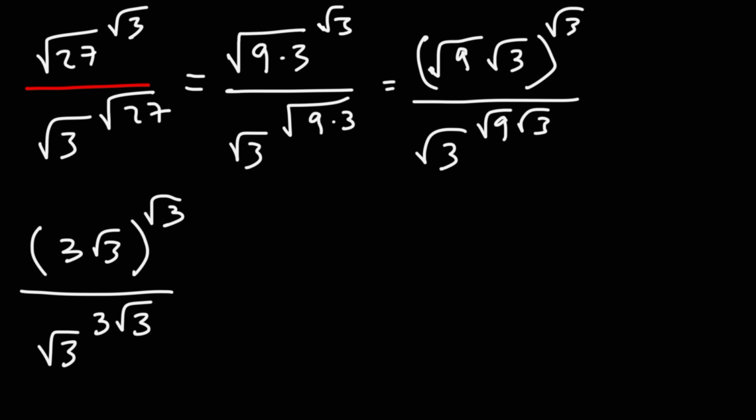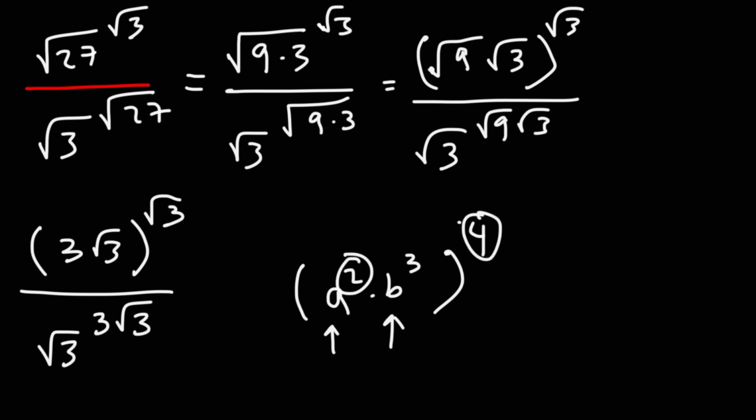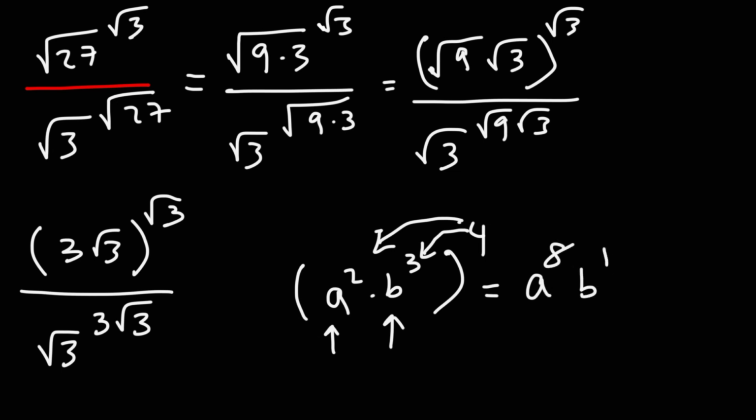Now, what do you think we should do here? Here's a question for you. Let's say you have a squared times b to the third, raised to the fourth. You have two different bases, each with their respective exponents. What you can do is, since this exponent is raised to that exponent, you can multiply them. Multiply the 4 to each exponent. So this becomes 2 times 4, which is 8, and 3 times 4, which is 12.